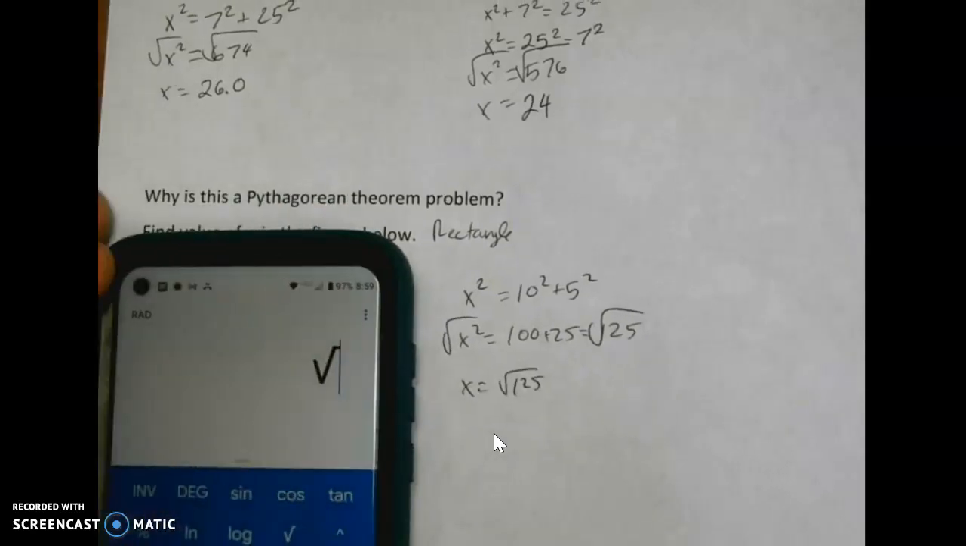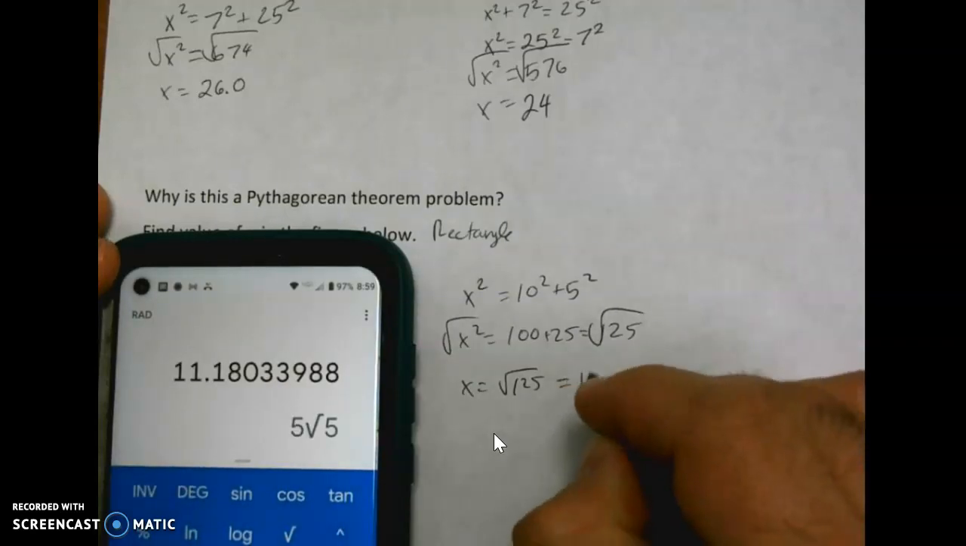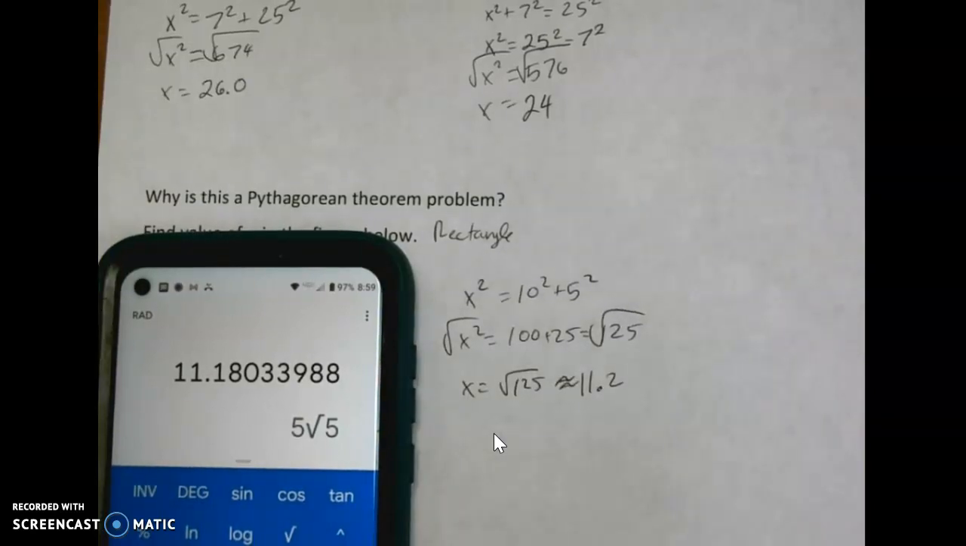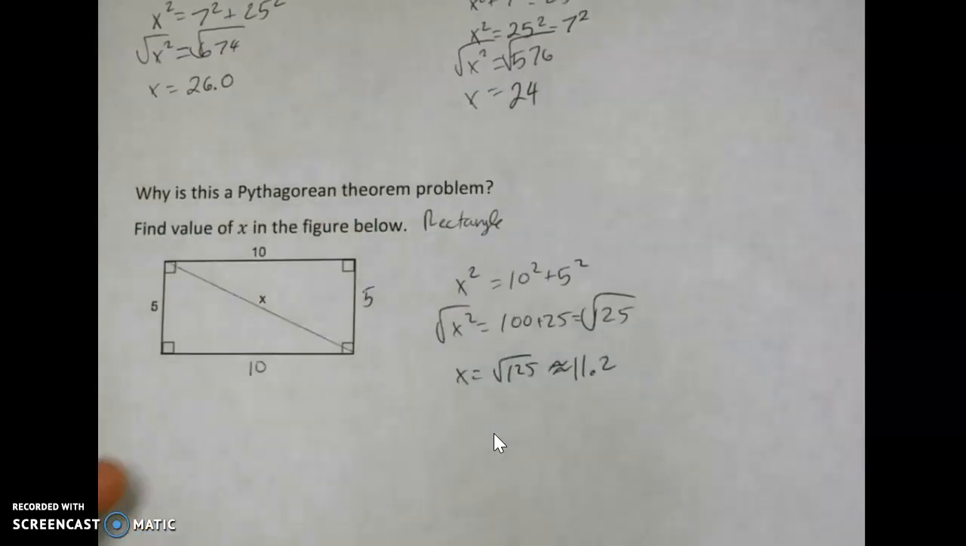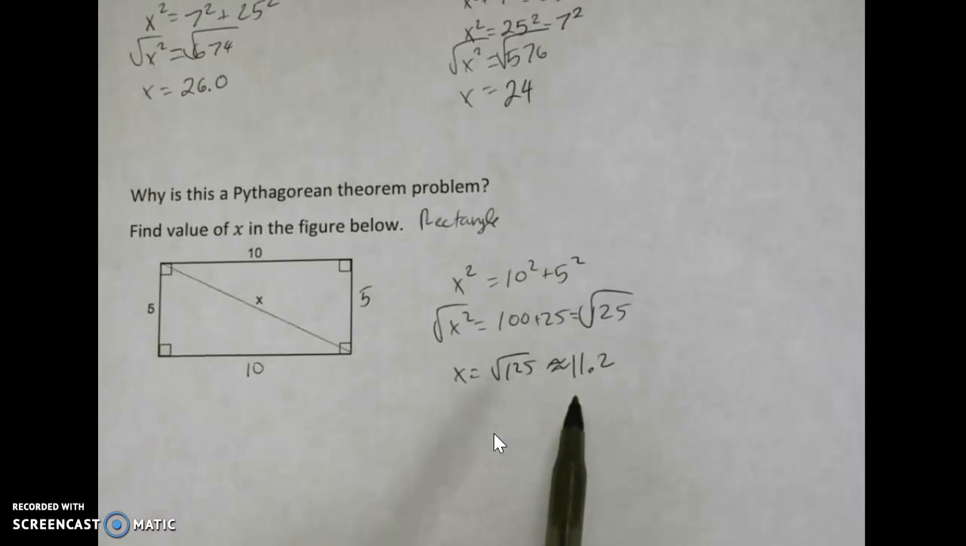So the square root of 125 is 11.18, so we'll just say approximately equals 11.2. Okay? So you can find the diagonal of a rectangle by applying the Pythagorean theorem.